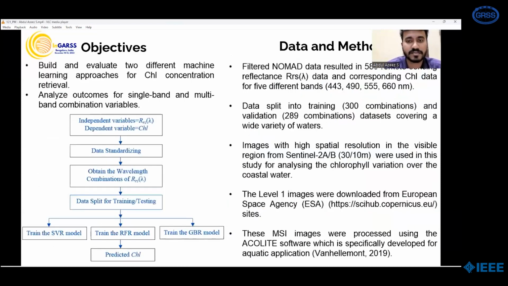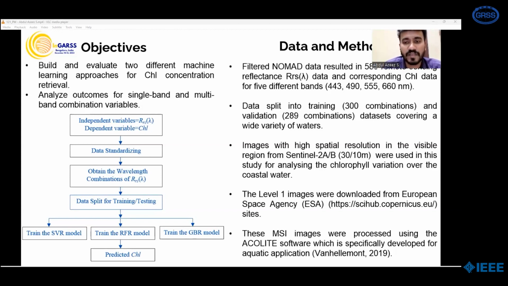satellite images. In this study, the objectives are to build and evaluate different machine learning approaches for chlorophyll concentration retrieval and also analyze the outcomes for single band and multi-band combinations of variables. In this study, the datasets used resulted in 589 remote sensing reflectance data with corresponding chlorophyll data for different bands like 443, 490, 555, and 660 nanometer. This data was split for training with 300 combinations of bands, and for validation we have used 289 combinations, covering a wide variety of waters.